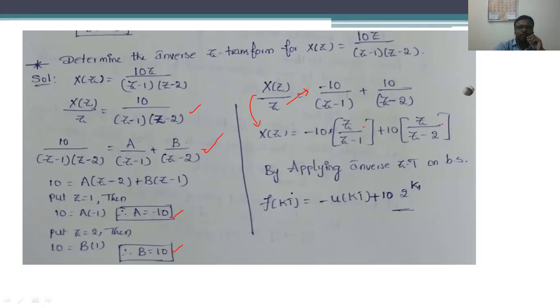Okay. Therefore, with the application of the inverse z transform on both sides, x of z is going to be converted into x of k, that is equal to minus 10, it is not wrongly taken. It is nothing but minus 10 into u of kt plus 10 into 2 power k. Okay. In this way, we are going to solve the remaining problems also.